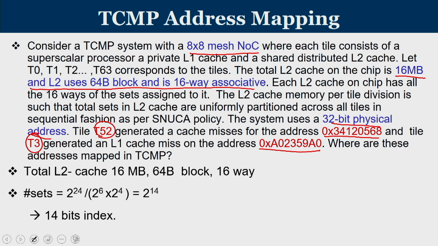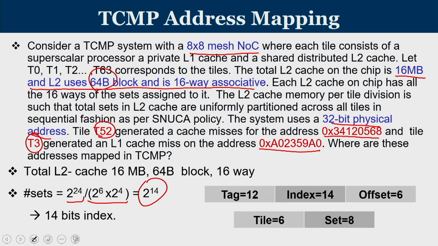First, we have to find out the total number of sets in the L2 cache. It is 16 MB, so cache size is 2 power 24 bytes divided by block size. We are talking about blocks of 64 bytes, so it is 2 power 6, and associativity is 16. Altogether I have 2 power 14 sets that are scattered across 64 tiles. To represent a set number, we require a 14-bit index. Now, I am talking about a 32-bit physical address having a 14-bit index. This is the cache memory principle that we have learned.